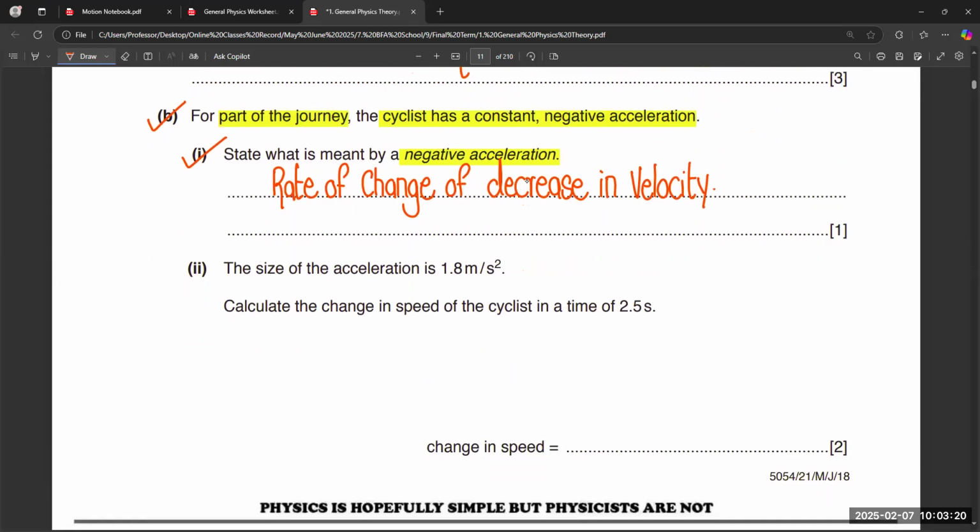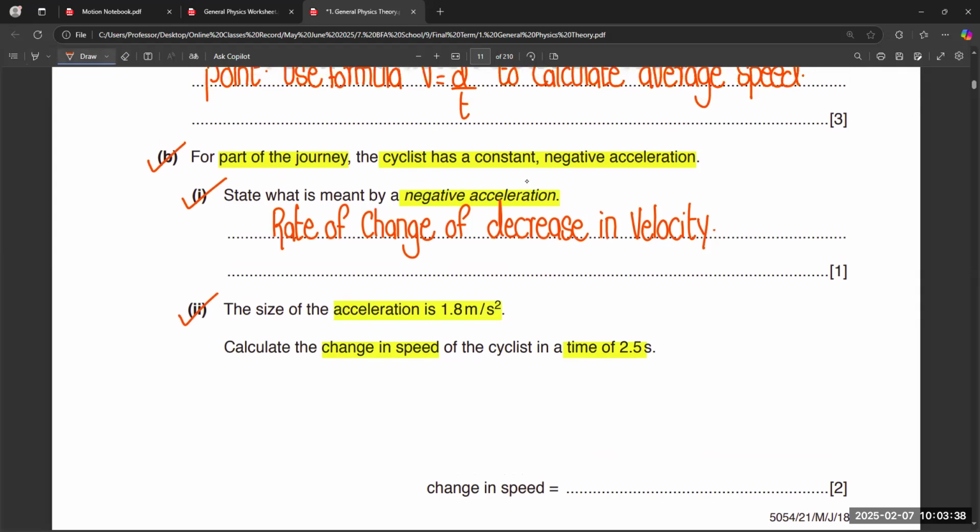And in the second part, the size of the acceleration is 1.8 meter per second square. Calculate the change in speed of the cyclist in a time 2.5 seconds. So time duration is given 2.5. Acceleration is given. We need to find out change in speed. So which formula helps to find out this change in speed?